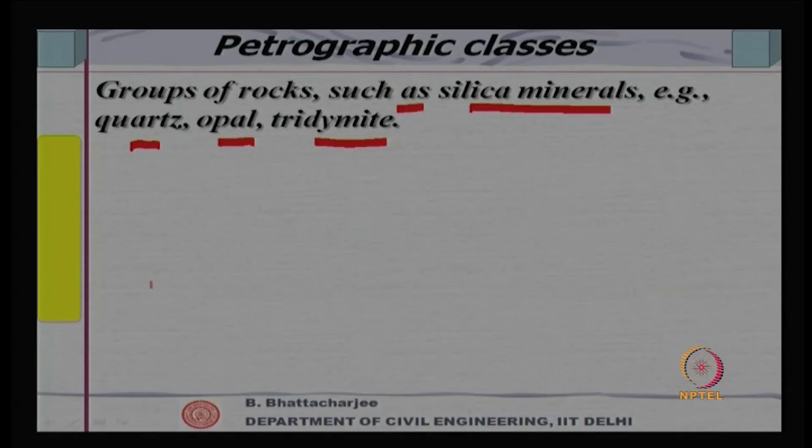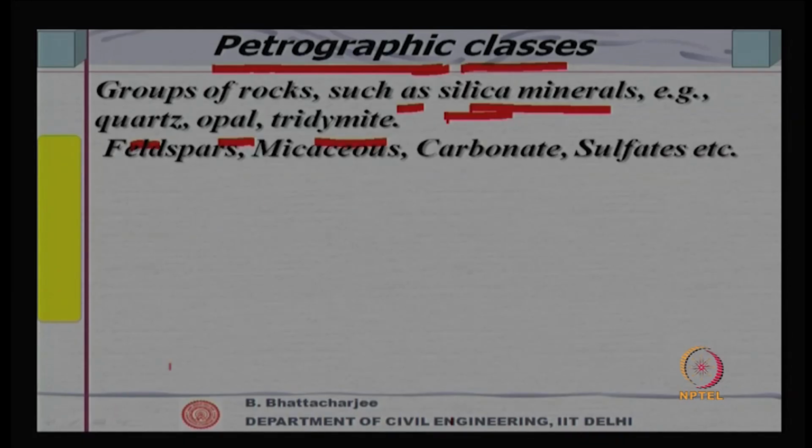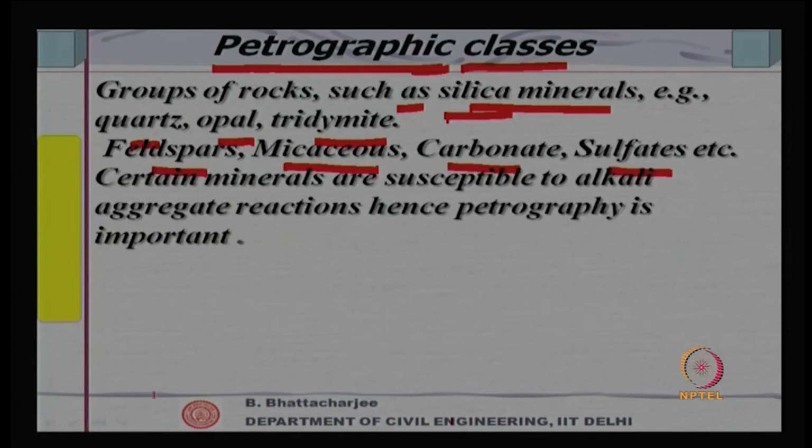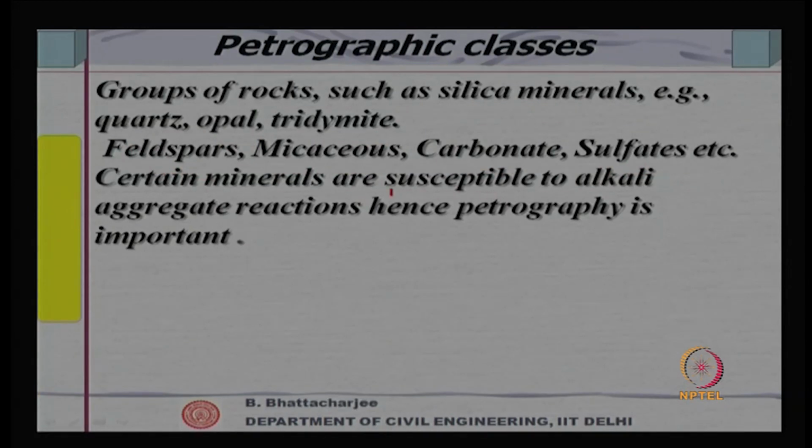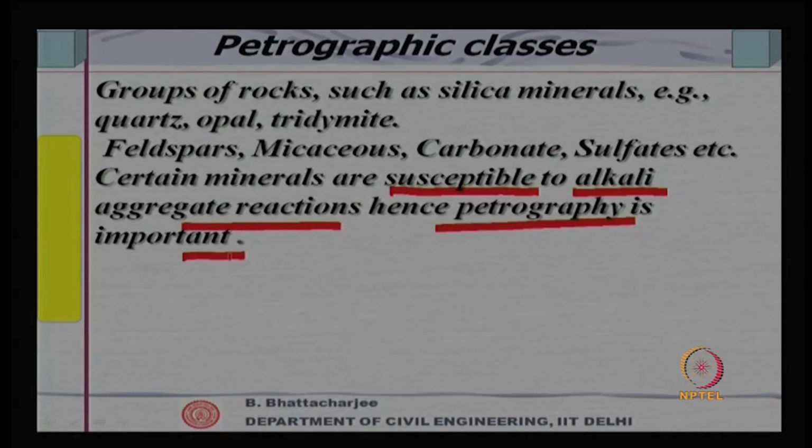So, classification on the basis of petrography, that is mineralogical classification. Petrographical classes can be in terms of minerals, for example, quartz, opal, feldspar, micaceous, carbonates, sulfates, etc. So, you can classify them in this kind of terms. Now, certain minerals are susceptible to what is known as alkali aggregate reaction, hence petrography is important. Because of the durability issue, petrography is important when an aggregate is used for the first time.